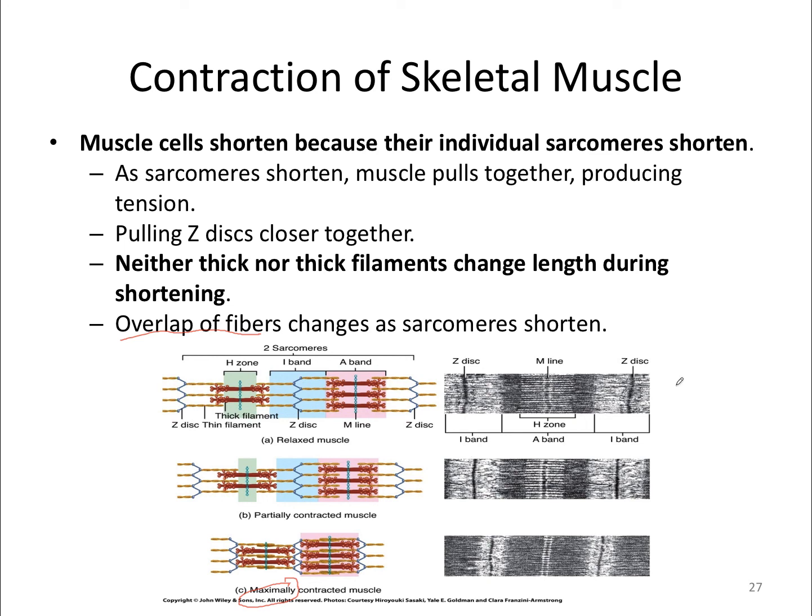And you can even observe this using a scanning electron micrograph. So if we look here, we've got a nice big I band, nice big H zone. Down here, little bitty H zone, little bitty I band. So this is contracted, partially contracted, totally relaxed.